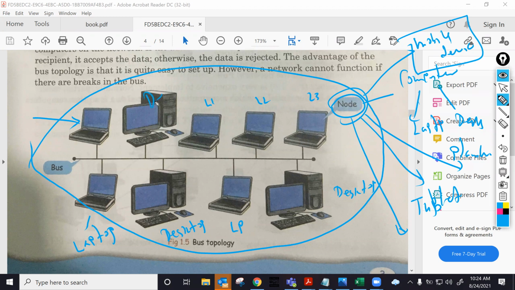So here, this is also a desktop. Now see how they form. There's a main cable, the bus, and they are all connected from the main cable. This is a wired connection. So bus topology, mesh topology, these topologies are wired connections, not wireless.